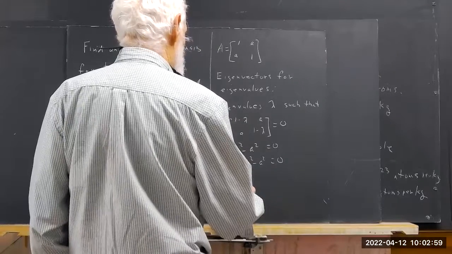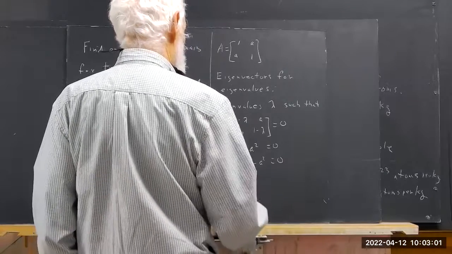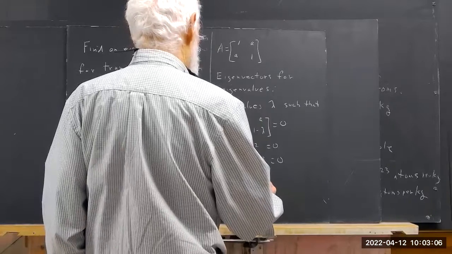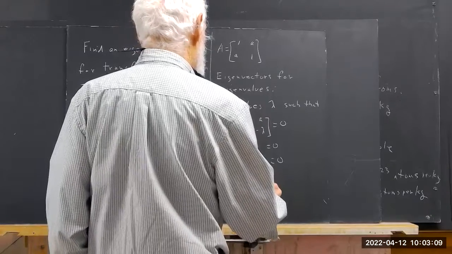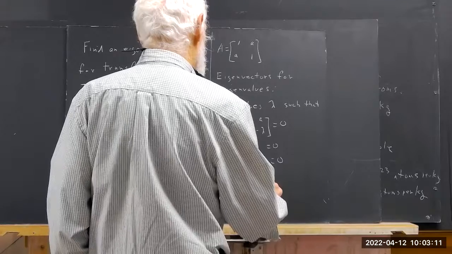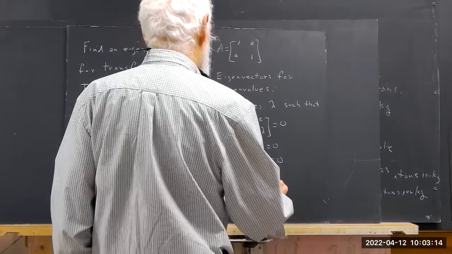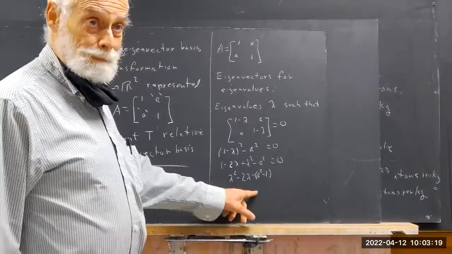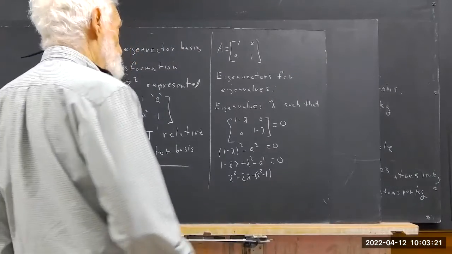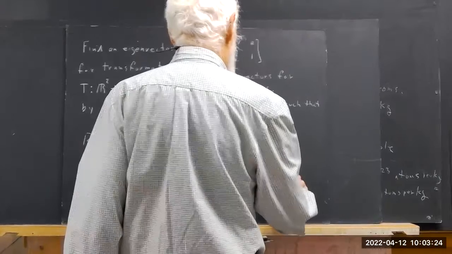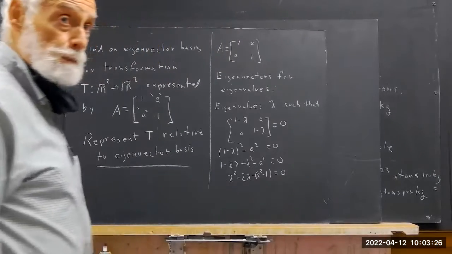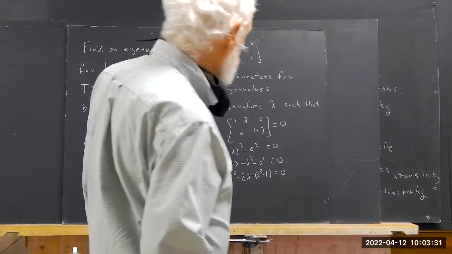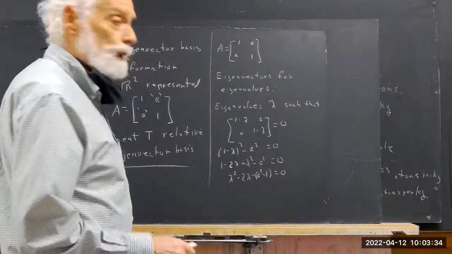So that you have lambda squared minus 2 lambda minus, I'm going to write it this way, the quantity A squared minus 1, because I want to write this as one quantity. And this equals 0, okay? Well, A squared minus 1 is A minus 1 times A plus 1.